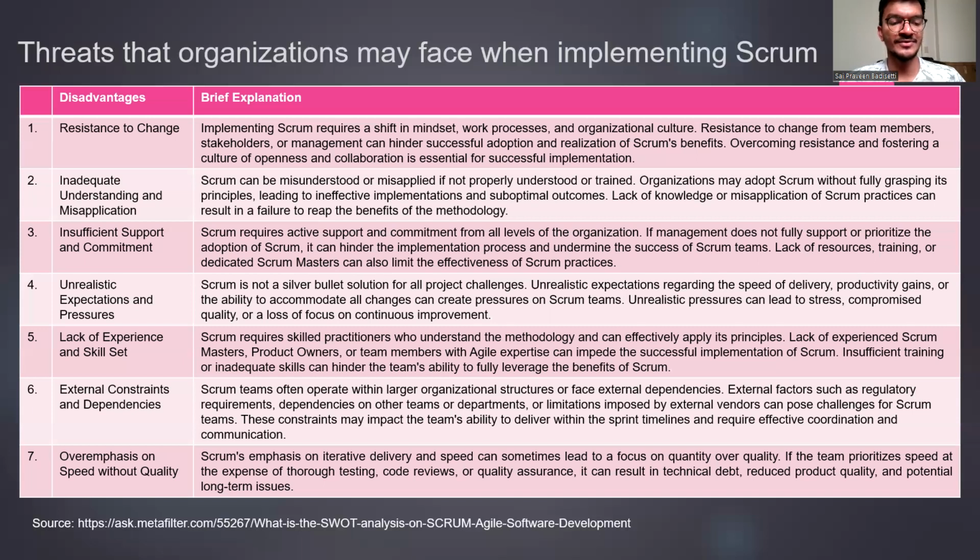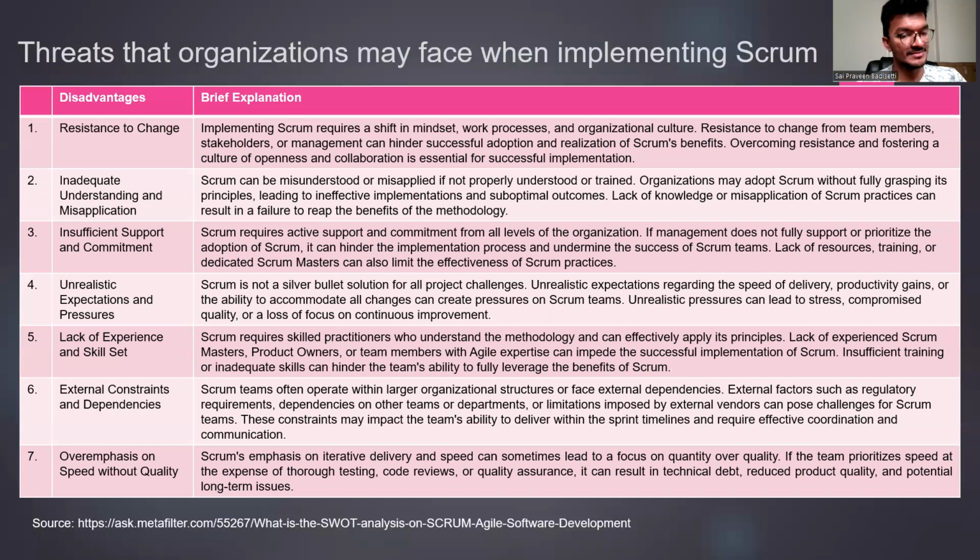Now, for Scrum to work well, everyone in the organization needs to be actively involved and committed. If the management doesn't fully support or prioritize Scrum, it can make it difficult to implement and can affect the success of the Scrum teams. Not having enough resources, training, or dedicated Scrum masters can also make it harder to use Scrum effectively.